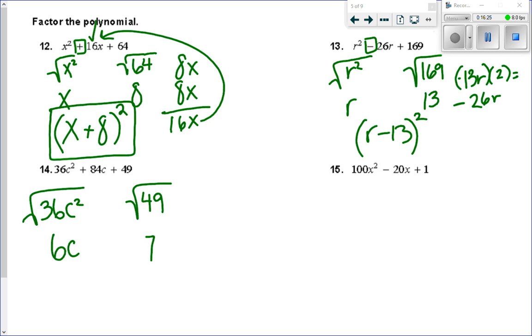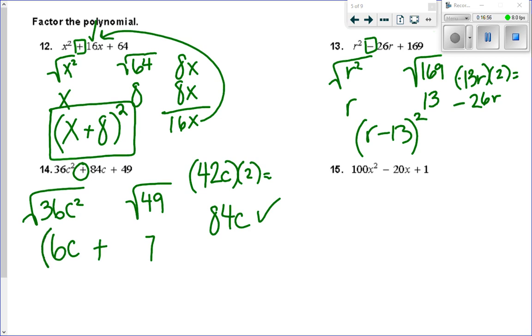Now here's where it becomes really important to check that middle term. You can't just assume that you know that that's what that is. So 7 times 6c is 42c times 2 equals 84c. That is the middle term, so we know that that's going to be a perfect square trinomial. When we look here, that's a positive. I'm going to clean it up and put it all close together. There you go.